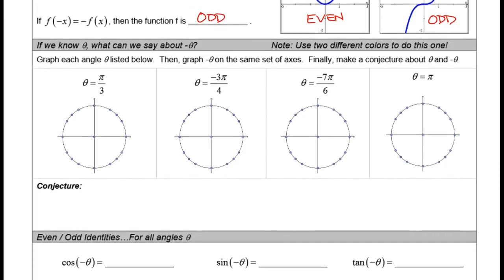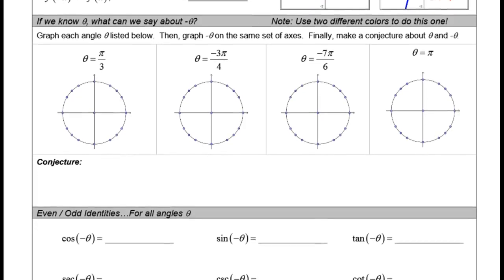Okay, so the next example says if we know theta, what can we say about the opposite of theta? And the note here is I'm going to use two different colors to do this one, and I would suggest you do the same. So the first thing I'll do is I will graph theta in red, and then I'll graph the opposite of theta in blue, and if you're colorblind, I apologize. All right, so let's take a look at theta.